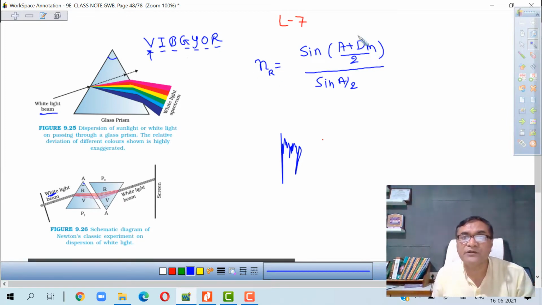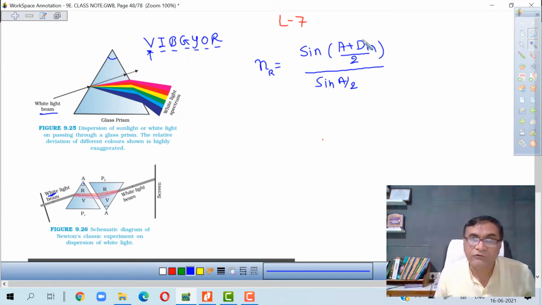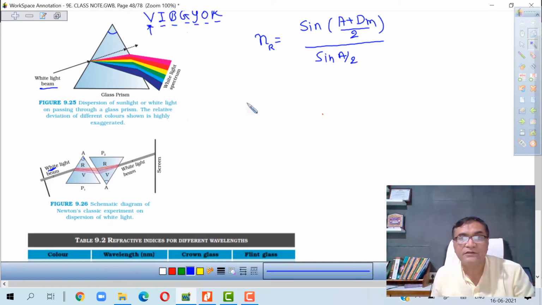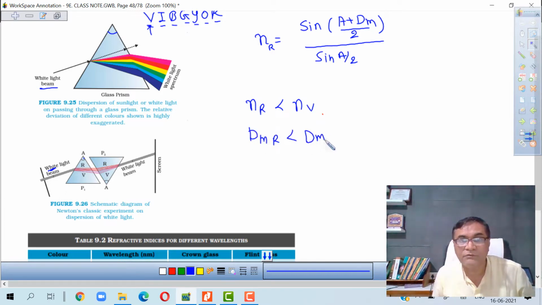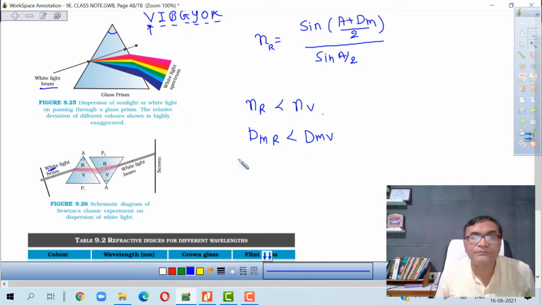Deviation is more for the violet color and less for the red color. Why? Because the refractive index for red is less than the refractive index for violet. So dm of red is less than dm of violet.